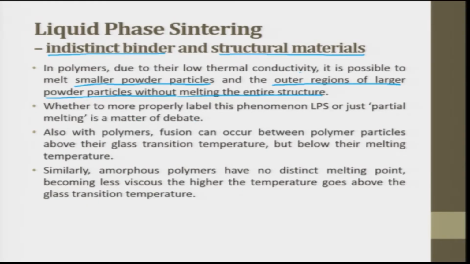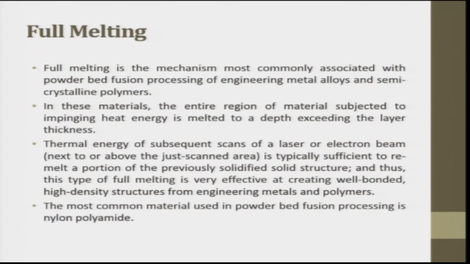Also, with polymers, fusion can occur between the polymer particles above the glass transition temperature but below their melting temperature. In a polymer, you have the solid state, then the glass transition temperature, and then you go to the liquid state. Similarly, amorphous polymers have no distinct melting point, becoming less viscous the higher the temperature goes above the glass transition temperature. The last one is full melting.